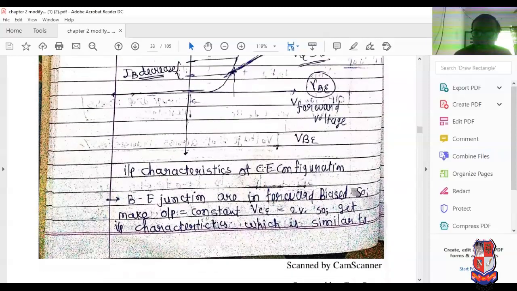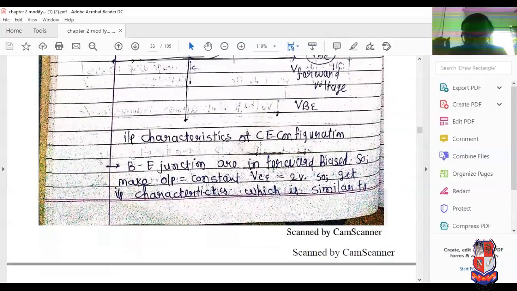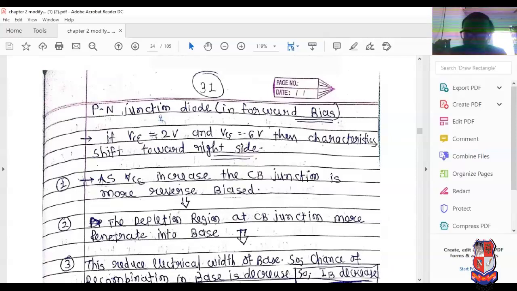Similar to a PN junction diode, the base emitter junction is in forward bias. So make output voltage constant, VCE equal to 2 volt. So we get input characteristics which are similar to a PN junction diode.